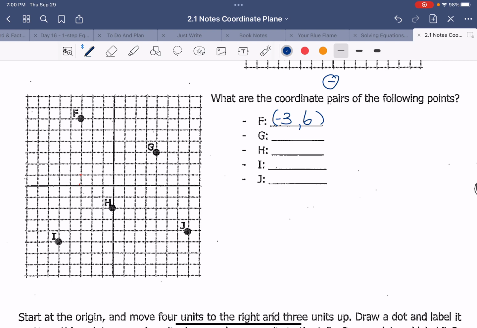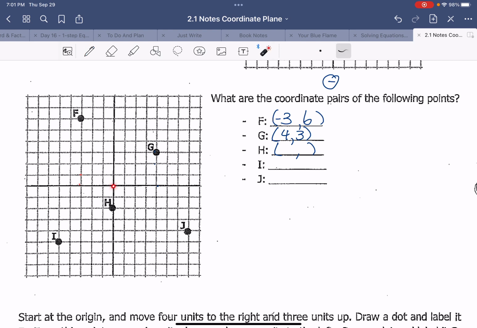Pause your video, and then come right back here and see if you got the same answers I did. Okay, for G, hopefully you got your answers now. For G, I'm going to start at 0, 1, 2, 3, 4, 4, comma, and I'm going to start at 4 and go 1, 2, 3, 4, comma 3. For H, right here, let's figure out what we're going to do here. I'm going to draw my little ordered pairs.